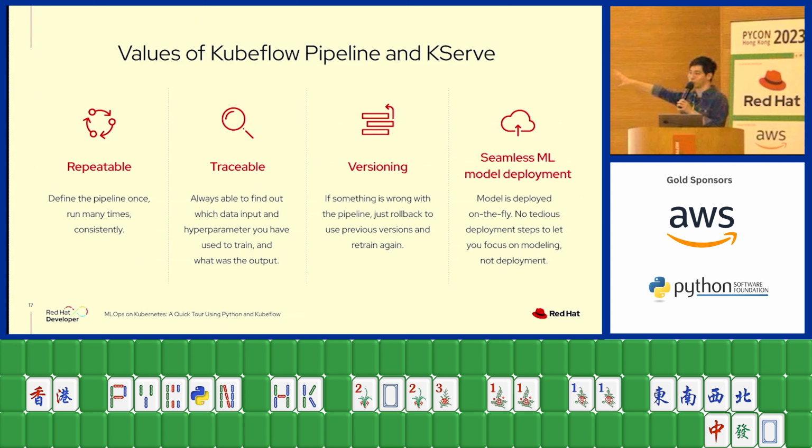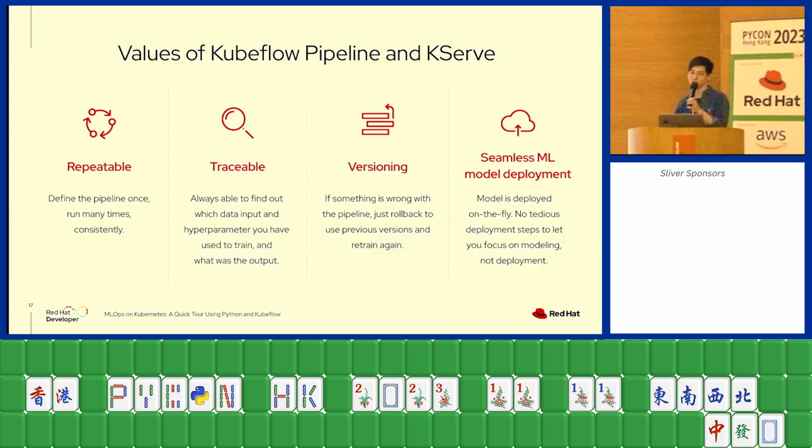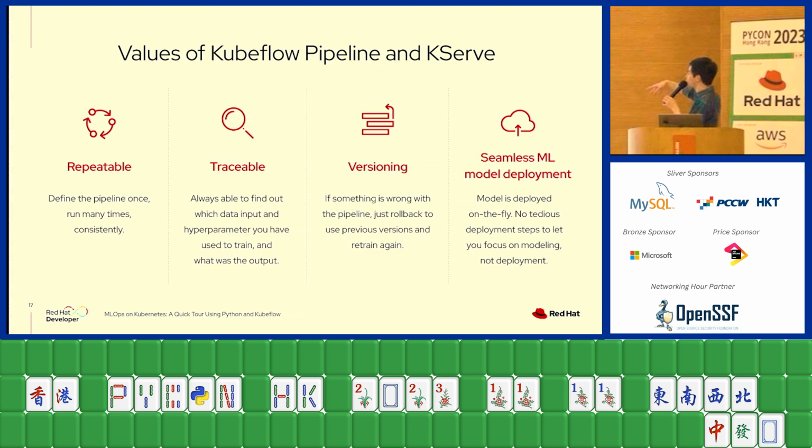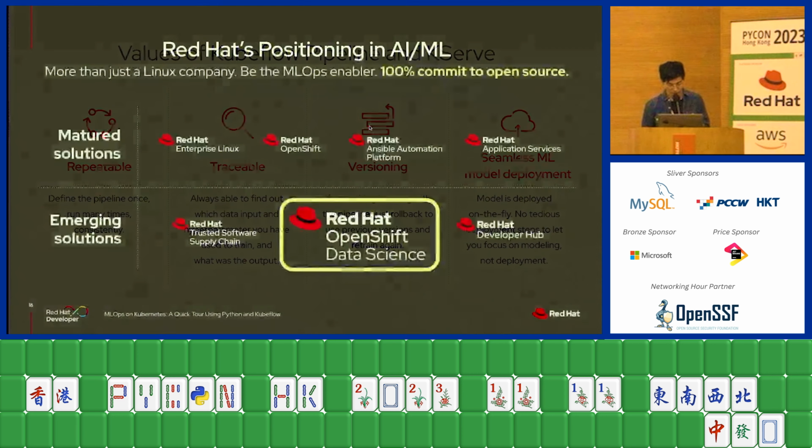And then versioning. Versioning is not something that I've mentioned today, but that is here. You can roll back a pipeline, or roll back a deployment if you want to. For example, if your model doesn't work well, you can roll it back. And seamless deployment. I just do some simple coding and then I can deploy the model on the fly. I don't need to set up the deployment itself.